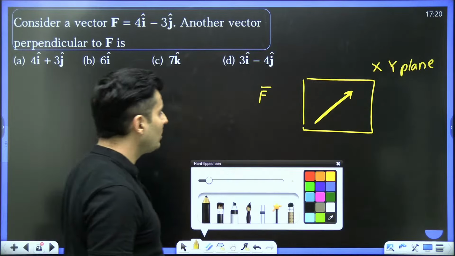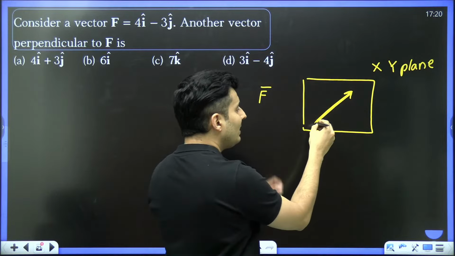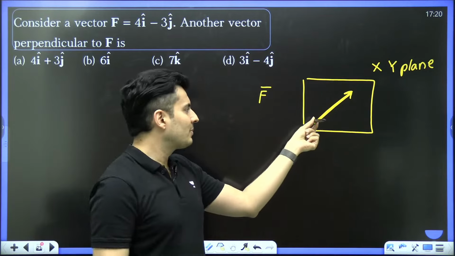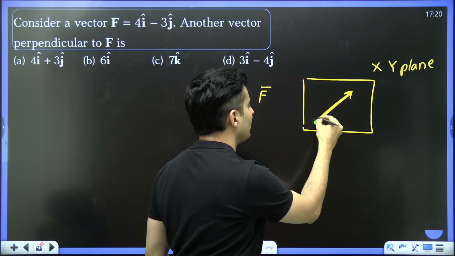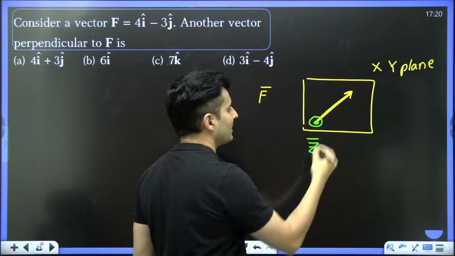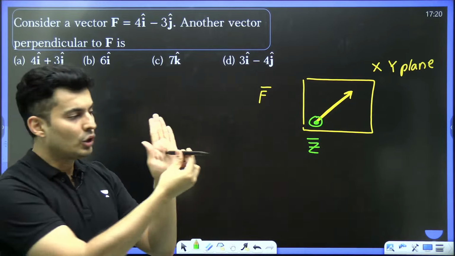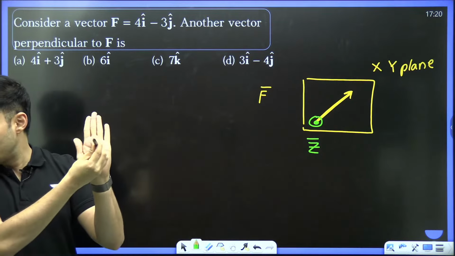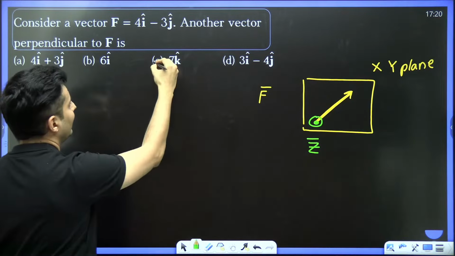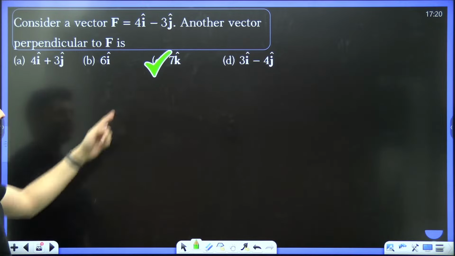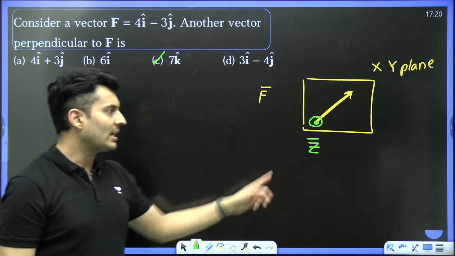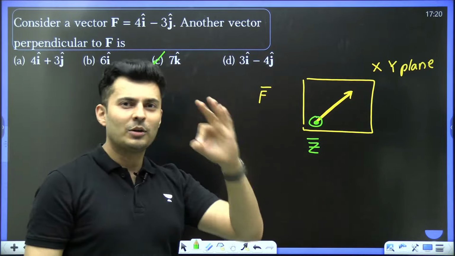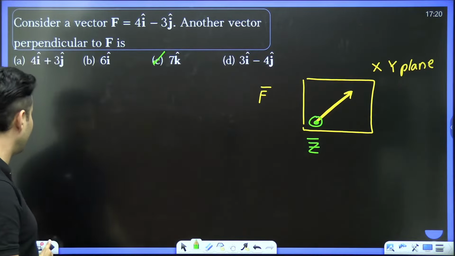So the vector which will be perpendicular to this will be like this pen that I'm holding. I don't know whether you can see this, but this pen is perpendicular to the xy plane. So along the z axis, that will be perpendicular to the xy plane. There is only one vector like that, and that is C, which is 7k cap. Yes, that's the correct answer. Very good. No need to take dot product. It was very straightforward. Just had to visualize a little bit.